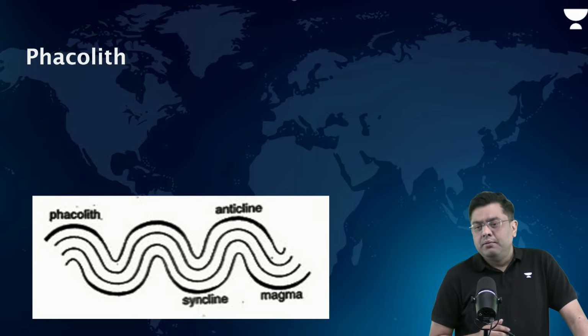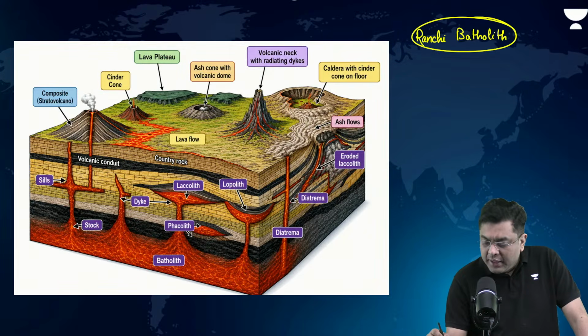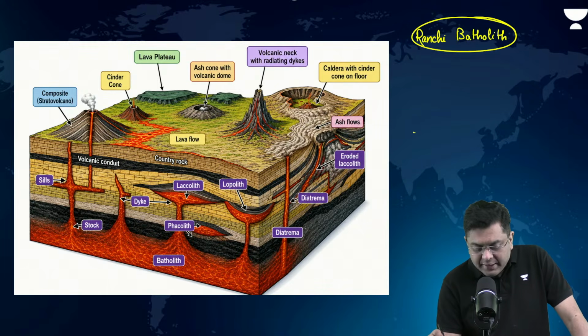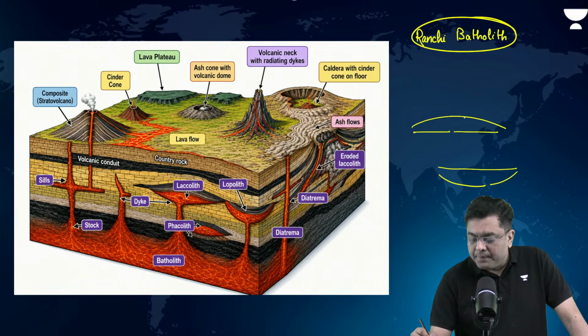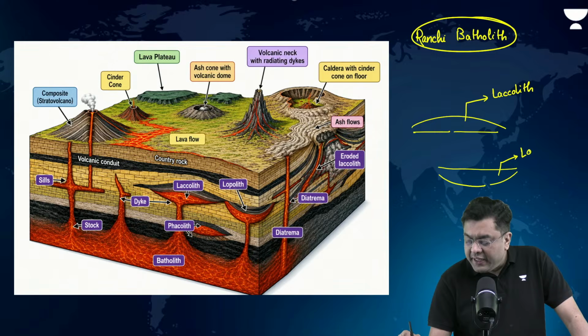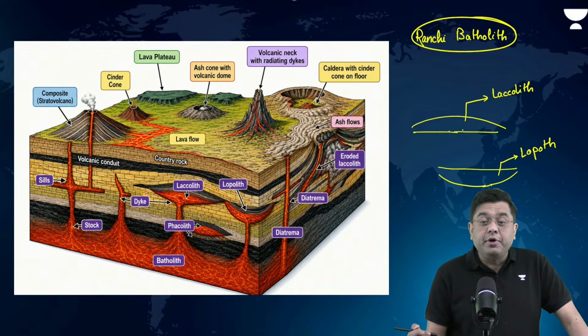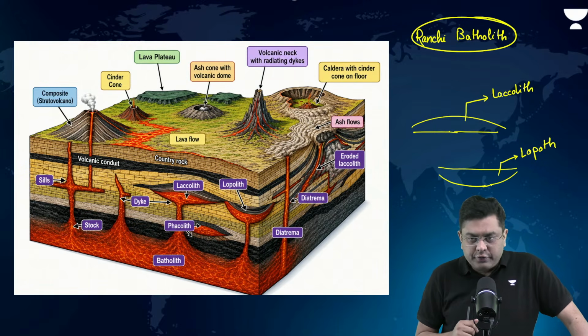Then you have lopolith also. What are lopoliths? If you observe, the difference between laccolith and a lopolith: laccolith is somewhat like this. Lopolith will have a flattish top and a convex bottom. This will be your laccolith. This will be your lopolith. Here, when you see lith, lith basically refers to rock, the name from where you get lithosphere. So lith basically refers to rocks.